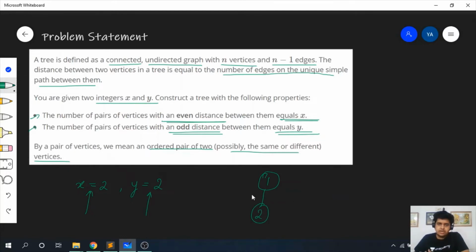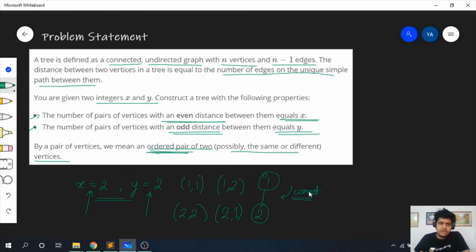Now let us see what these pairs are. 1 comma 1 is the first pair with even distance, and 2 comma 2 is the second pair with even distance. It is said that the nodes can be the same, right? Now let us check the pairs of nodes with odd distance between them. 1 comma 2 is the first pair, and 2 comma 1 is the second pair. You may think these two are the same pair, but here we want an ordered pair. Therefore, these two are different pairs. Hence this tree satisfies our requirement, and this is the correct answer.